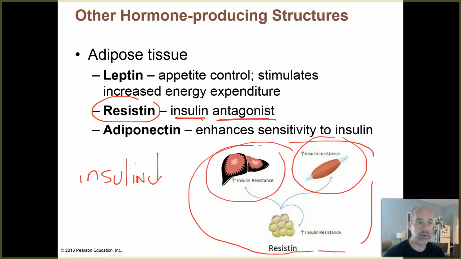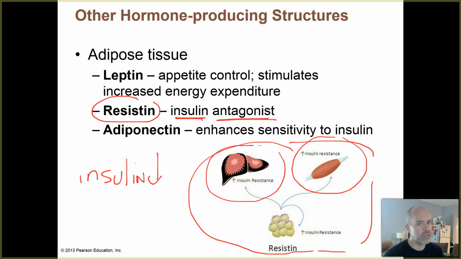They start ignoring the glucose. They no longer respond to insulin. It may be because of overproduction of resistin. Resistin may be telling those tissues to ignore insulin. That's one idea behind insulin resistance.